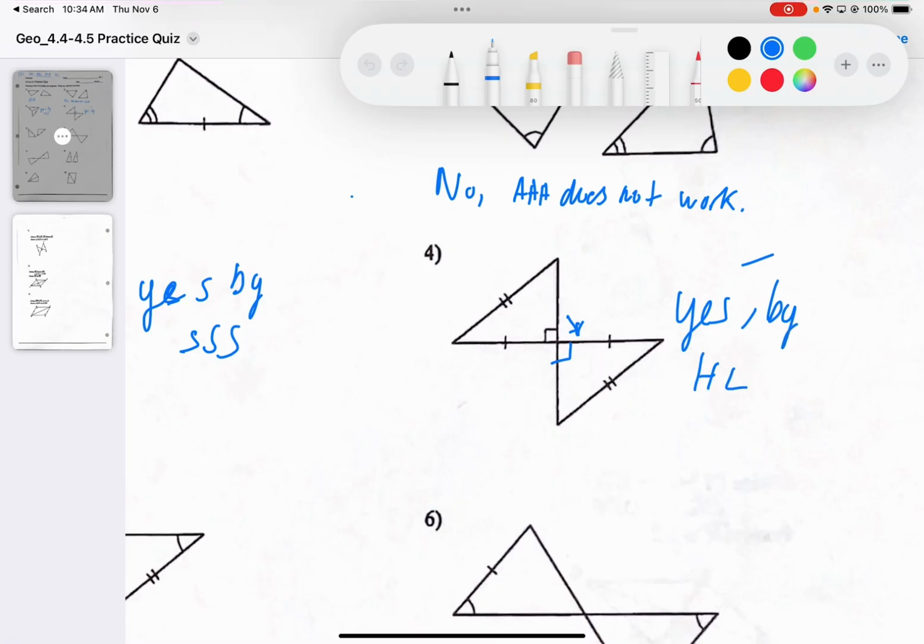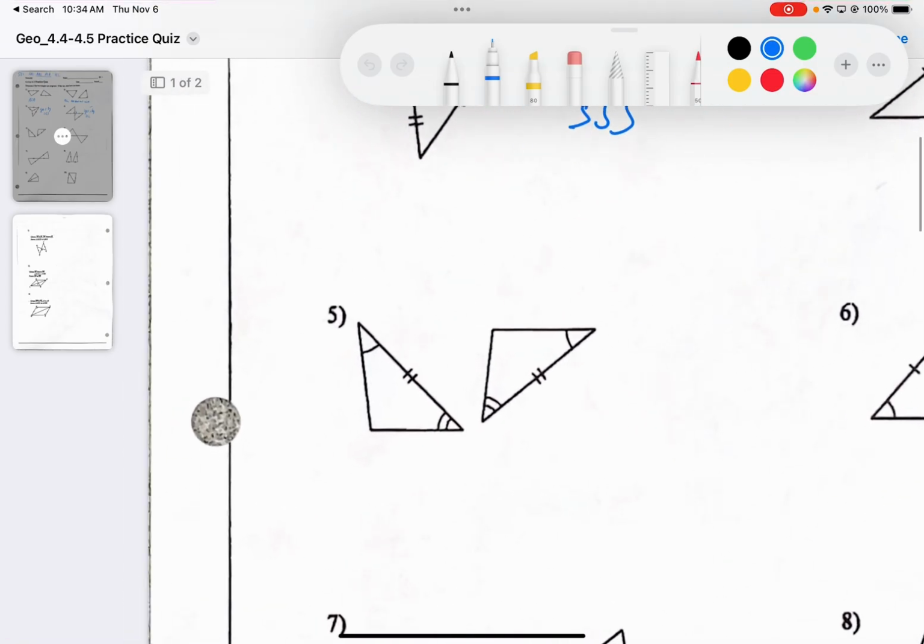Remember, HL is like a way that we could do angle side or side angle or whatever. But again, it only works with a right triangle. Okay? All right. What about number 5?